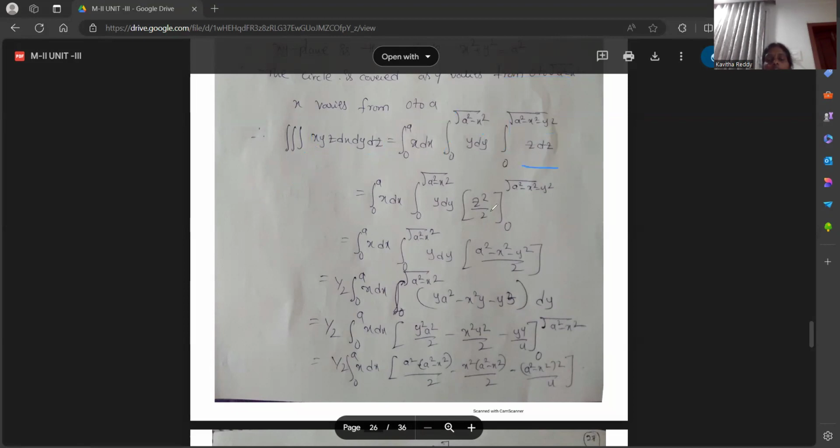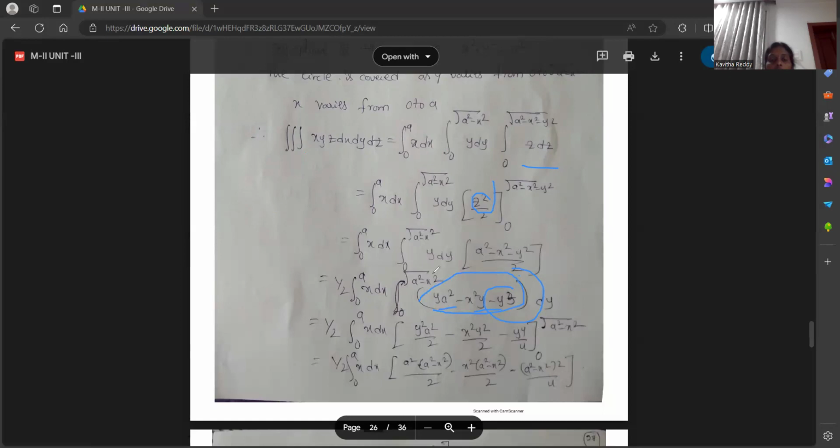What is the integration of z? It is z squared by 2, from 0 to the square root of a squared minus x squared minus y squared. Then apply the limits in place of z. What you get here is (a squared minus x squared minus y squared) by 2. After applying the limits, you get the integral of y(a squared minus x squared) minus y cubed dy. Now everything is in terms of y, so integrate with respect to y.